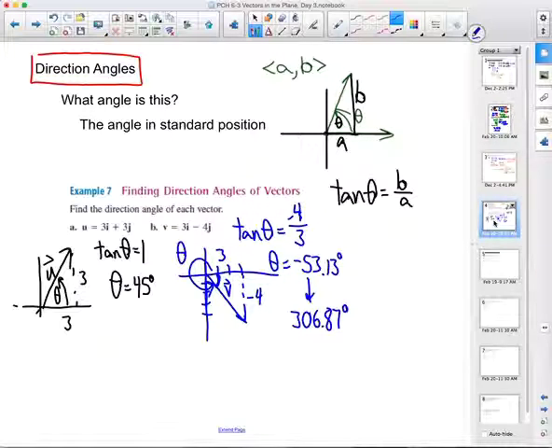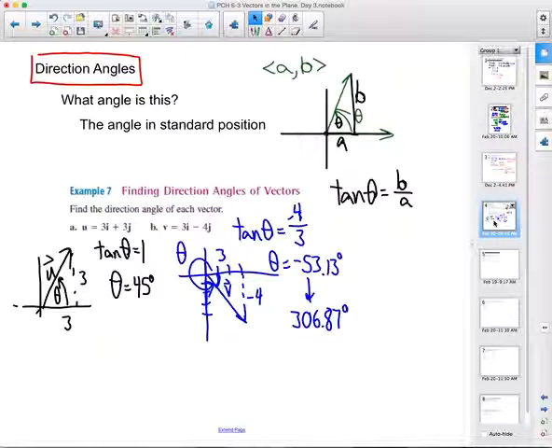Now be careful, because tangent is negative in the fourth quadrant or the second quadrant. If it were negative 3i plus 4j, we would want the one over here in the second quadrant. Alright? So the equation would look the same, but you got to make sure you look at the situation and pick the right answer. Okay? Alright, that's it.